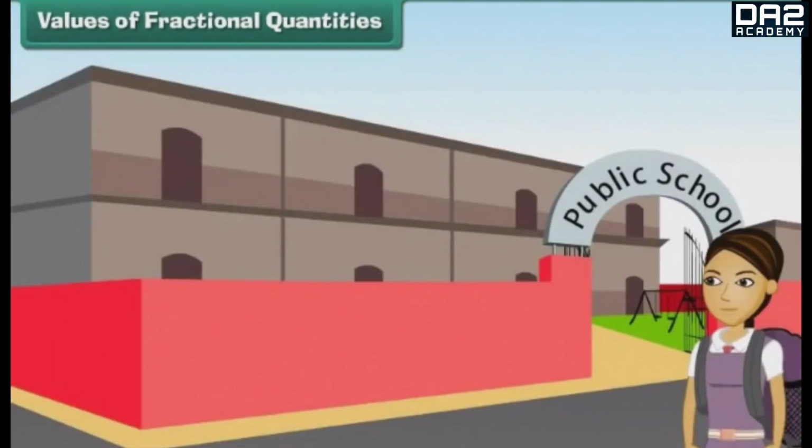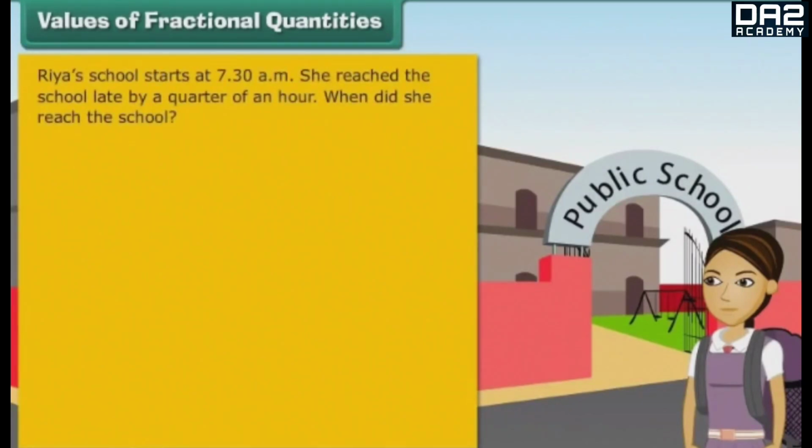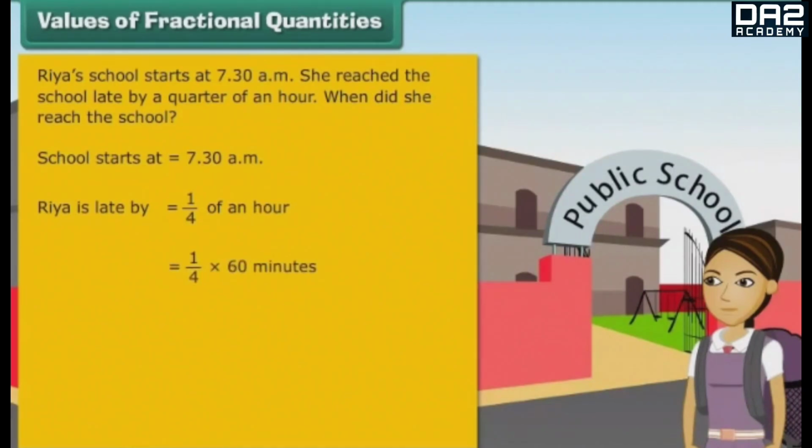Here is one more example. Ria's school starts at 7:30 a.m. She reached the school late by a quarter of an hour. When did she reach the school? School starts at 7:30 a.m. Ria is late by 1/4 of an hour, which means 1/4 multiplied by 60 minutes, which is equal to 15 minutes. Ria reached school at 7:30 plus 15, which means 7:45 a.m.